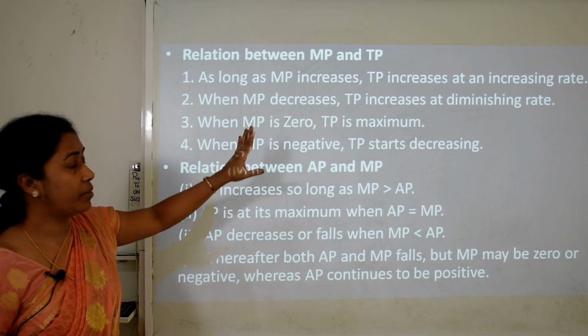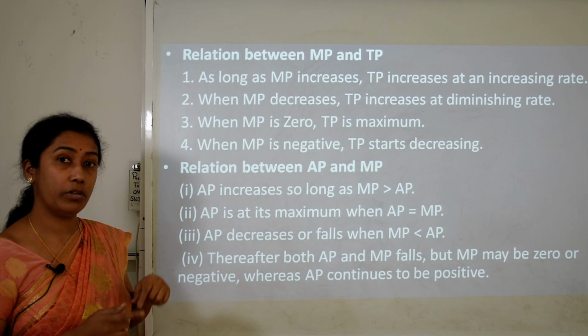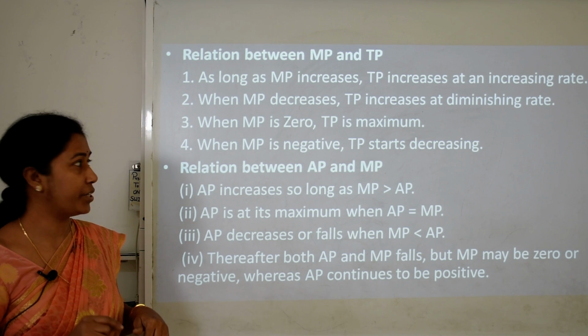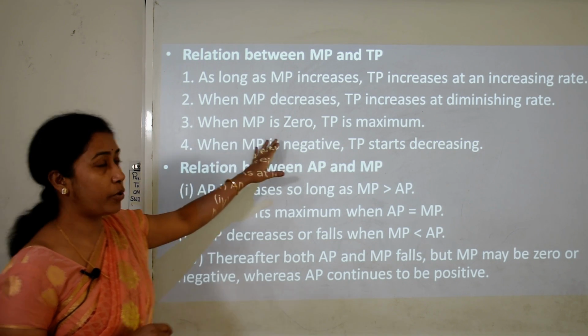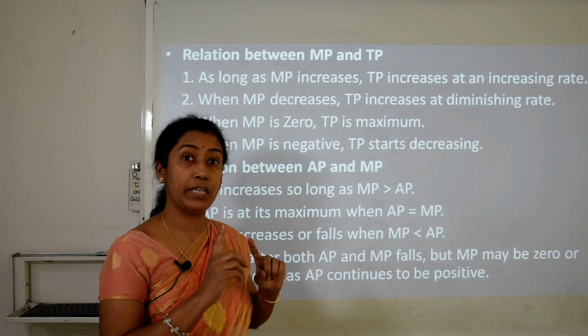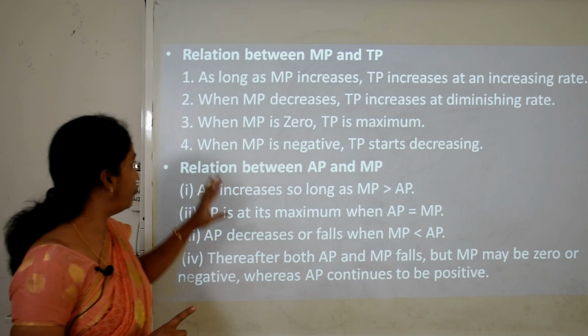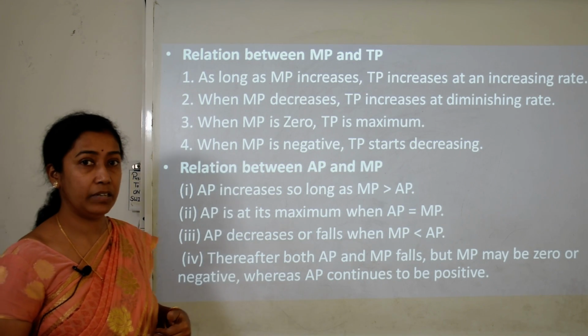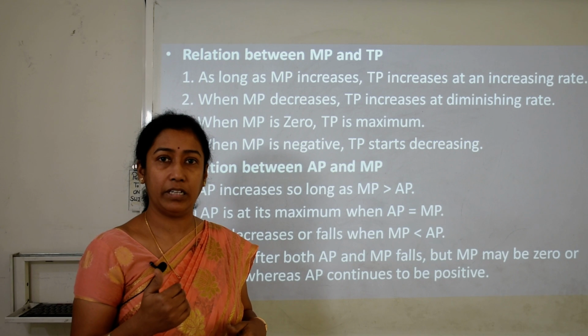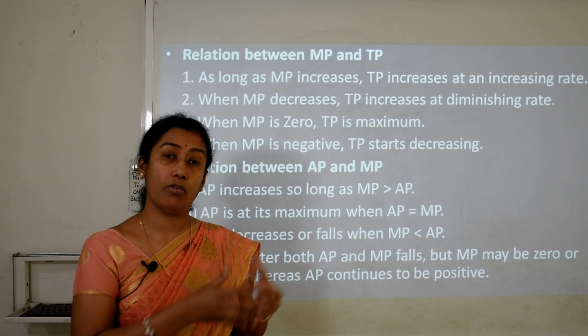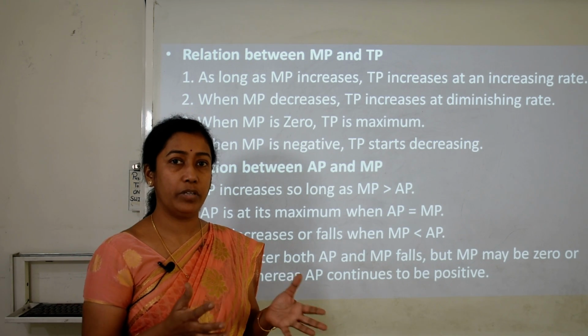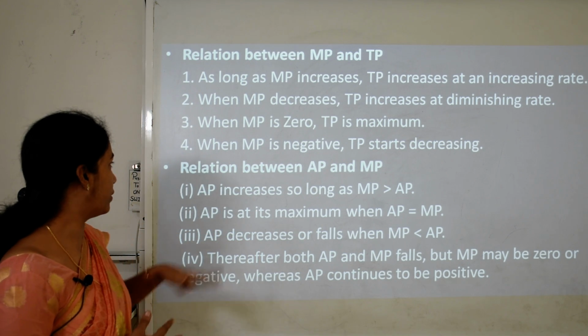Second, when marginal product decreases, total product also increases but at a diminishing rate. And finally, when marginal product is 0, total product is at its maximum. And at the fourth stage, when marginal product is negative, total product starts decreasing. So this is the relation according to the law of variable proportion between total product and marginal product.